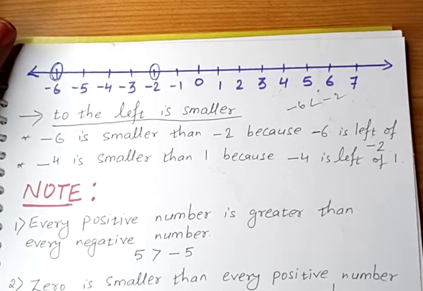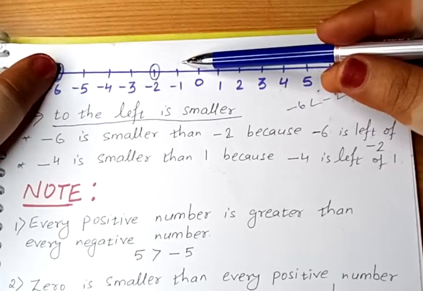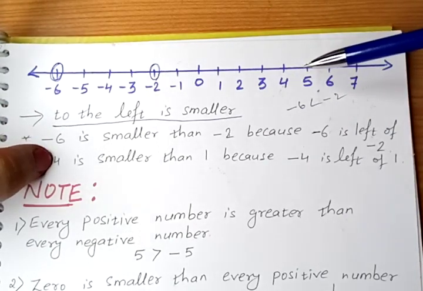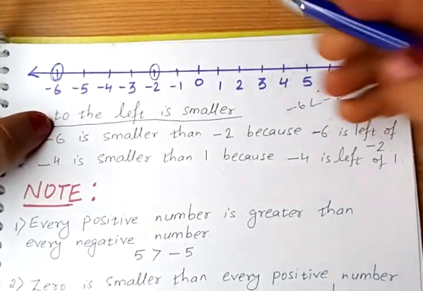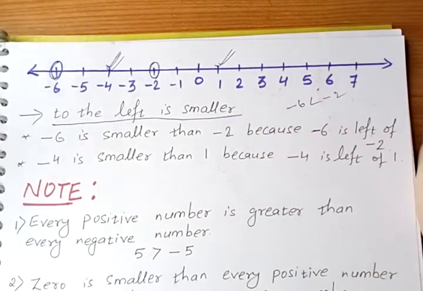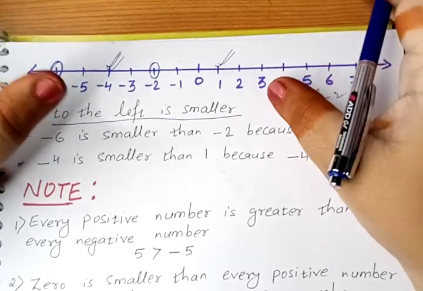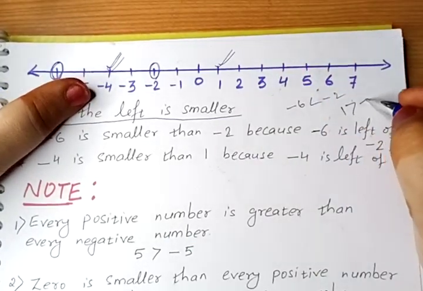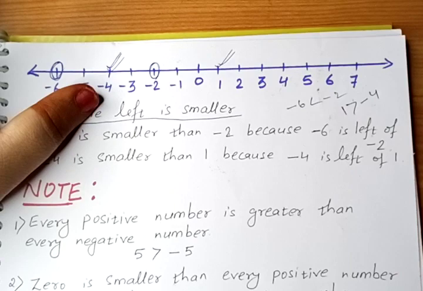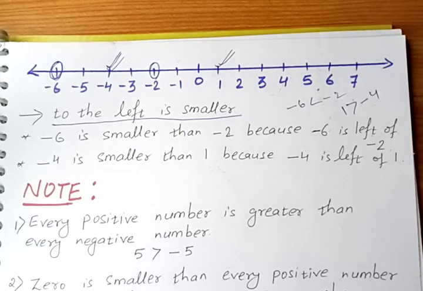The reason is their position. Which is on the right side, that will be greater. Which is on the left side, that will be smaller. One more example. -4 and 1. Mark -4 and 1. Two numbers are marked. Which is on the right side? 1. It means 1 is greater than -4. Which is on the left side? -4. It means -4 is smaller than 1. Clear? So now it is very clear, children.